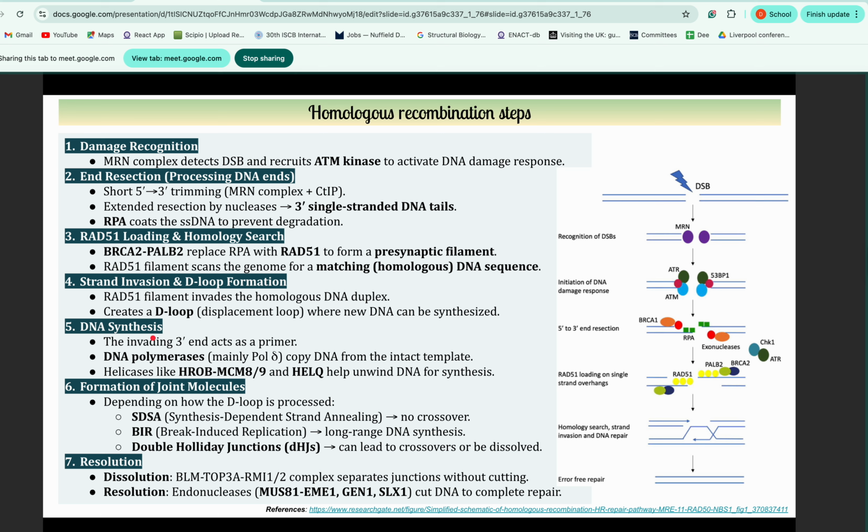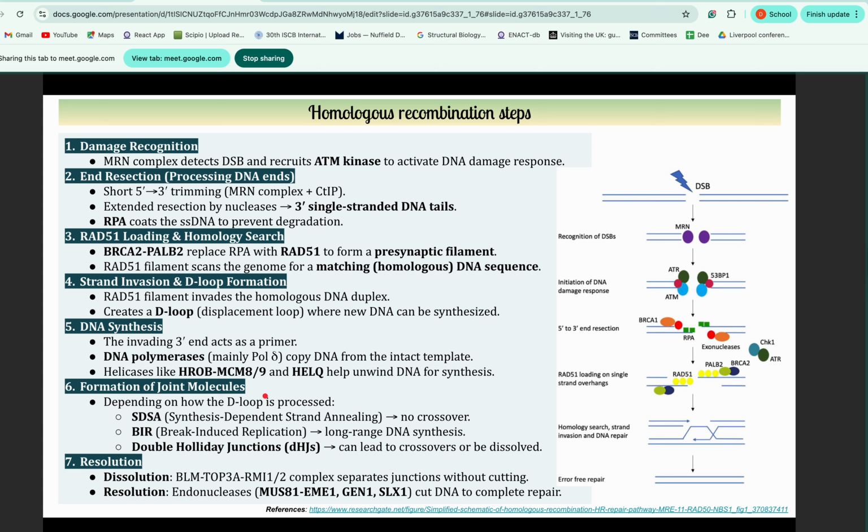Now DNA synthesis will take place, in which DNA polymerases are used, specifically when the repair mechanisms take place. So polymerase delta is used in the case of eukaryotes. They copy the DNA from the intact template. Then helicases are required, like HROB, MCM8/9 and HelQ. So these help to unwind the DNA for synthesis.